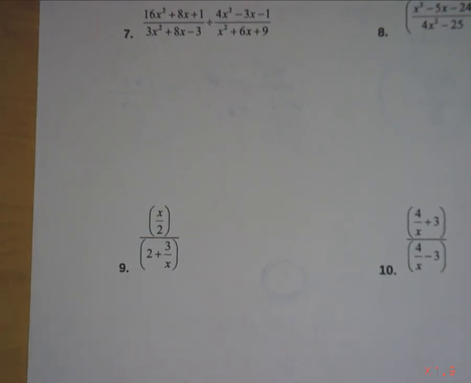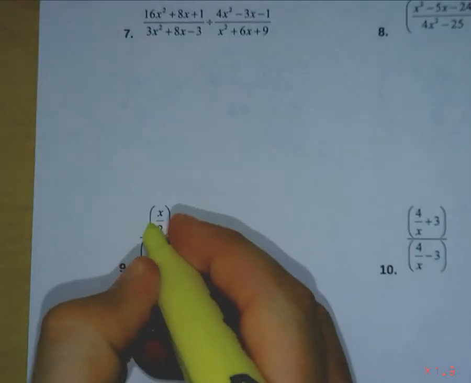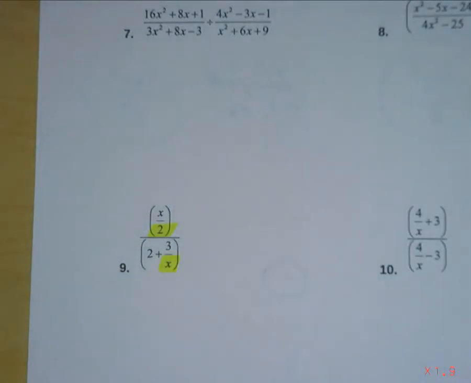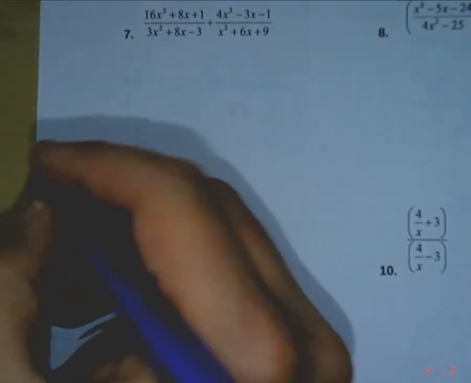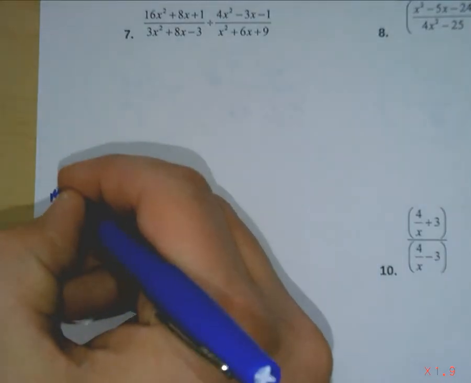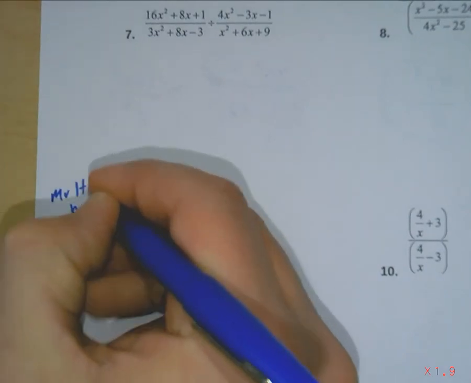So what I want you to do is go through and highlight your denominators. And I see 2 of them, okay? So I want to clean this mess up, and what I'm going to do to clean this mess up is I'm going to multiply everything by the LCD.